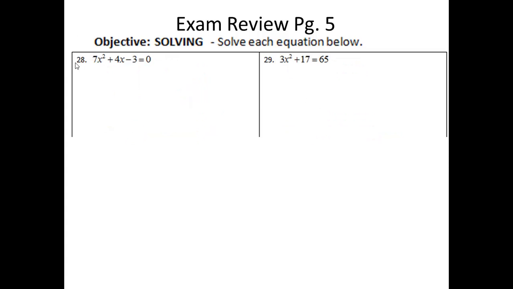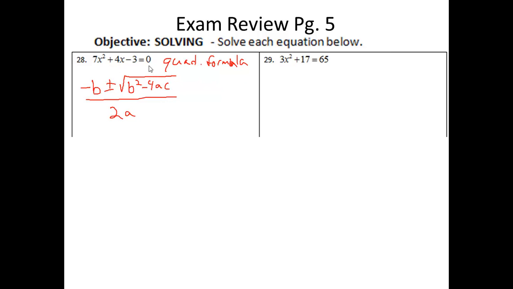Number 28, we have 7x squared plus 4x minus 3 is equal to 0. Now, this is our quadratic function here. So we can go about this a couple different ways. One is using our quadratic formula. Which, just a reminder, is negative b plus or minus the square root of b squared minus 4ac, and this is all over 2a.